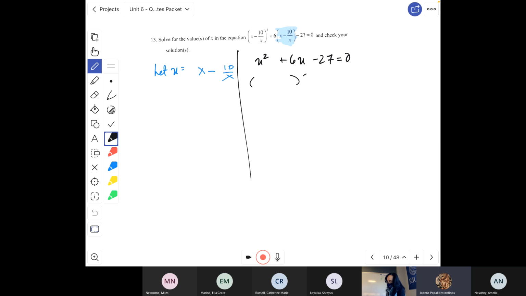If I factor the left-hand side, what do I get as my two factors? Yes. FOIL to check, right? So u equals -9, u equals 3. I know what u is.